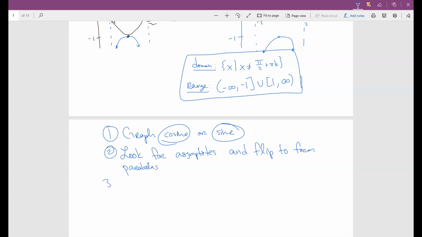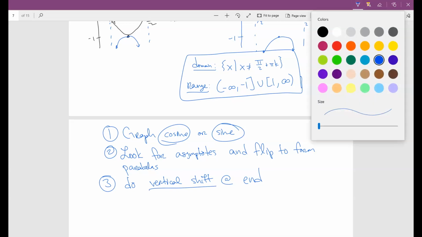And then at the very end, do the vertical shift. So you want to do the asymptotes and flip the parabolas first before you start doing the vertical shift. The vertical shift, you want to do at the very end. All right, so let's go ahead and start.